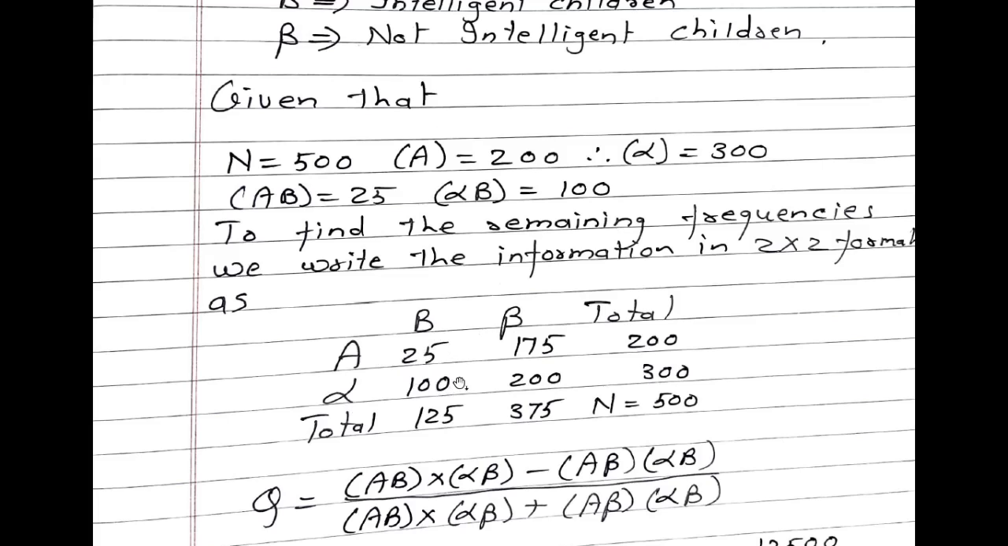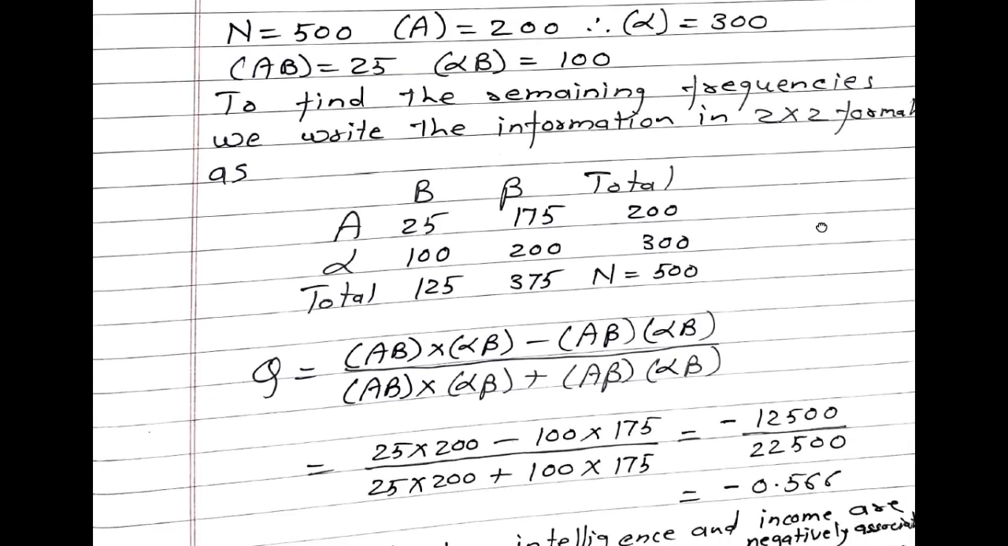So 25 plus 100 becomes 125. 500 minus 125 will give you 375. 200 minus 25 will give you 175. 375 minus 175 will give you 200. So now find the coefficient of association.